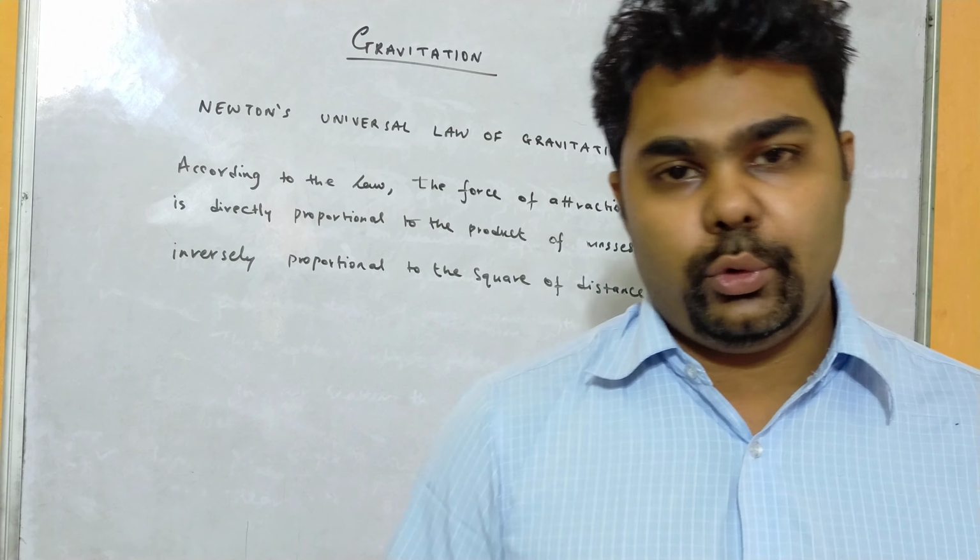r square, that means meter square, divided by m1 into m2, that means kg into kg, that means kg square. Now if it comes up, then we will be getting Newton meter square per kg square, right? So this is the SI unit.